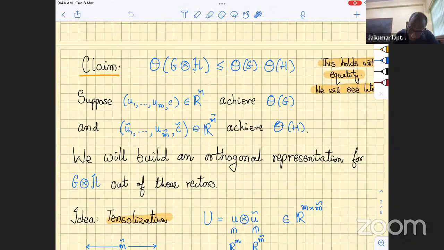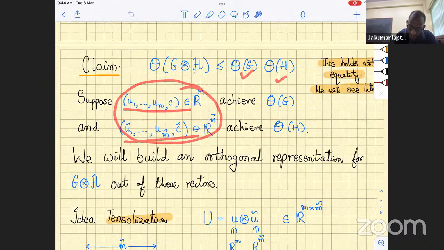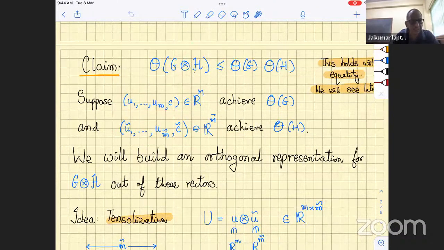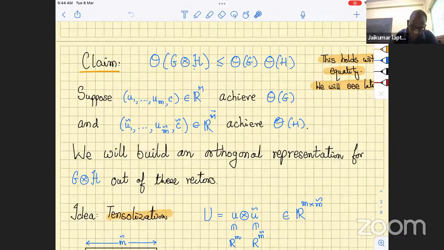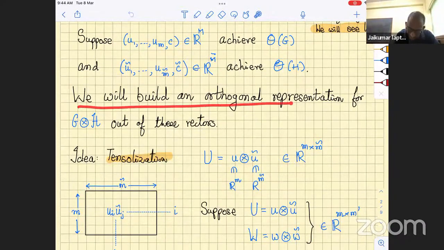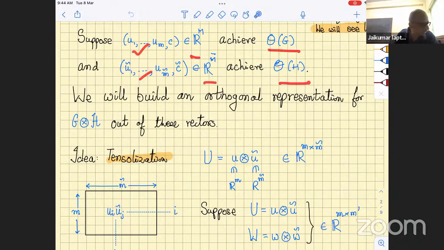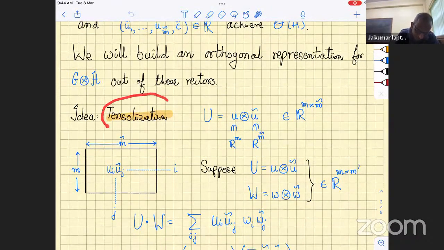So what we have been given are representations for this and this. And from this data, we want to construct a representation for the product graph. And that is, we will build an orthogonal representation for the product graph using the representation that seems to exist for this graph, which realizes this. Okay. So the idea is this idea of tensorization, which you will meet again and again, or maybe you have already seen in many situations.